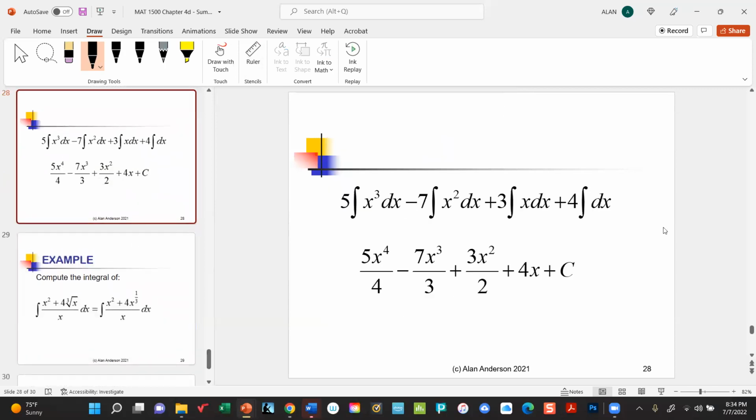So I've moved the constants outside. And then here, for example, x cubed becomes x to the 4th over 4, and then we still have the 5 there. Over here, x squared, rather, when we integrate it, becomes x cubed over 3. So we multiply that by -7. And then here for x, it becomes x squared over 2. We still have the 3 here. And then the 4, plain 4, just becomes 4x. And then we, of course, still have the c.